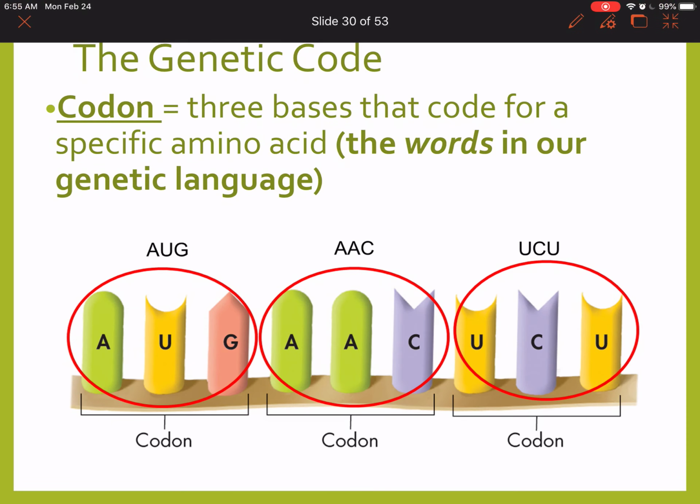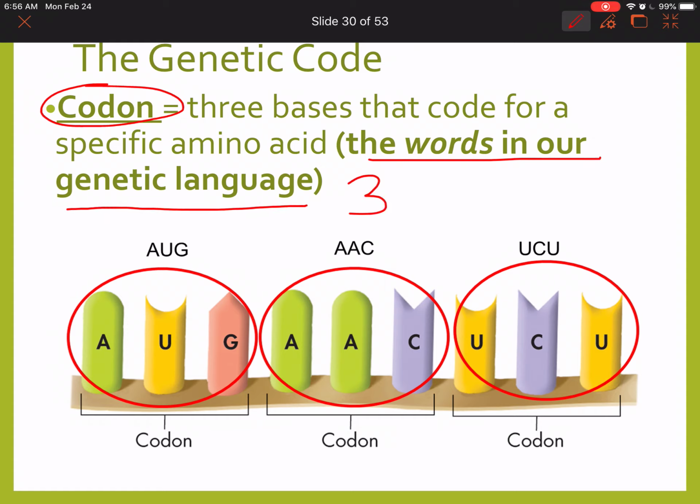Okay? Now, the first thing you need to know is that the genetic code is made up of words. These words are called codons, and unlike English, where words can be all different lengths from short, at, of, is, to long, triskaidekaphobia, anti-disestablishmentarianism, the words in the genetic language are always 3 letters long. No exceptions. So a codon is always exactly 3 bases.